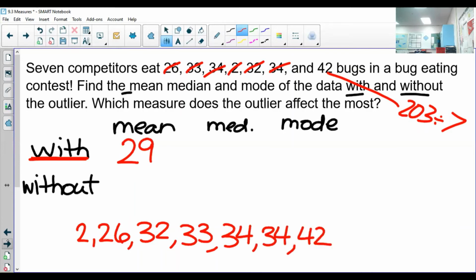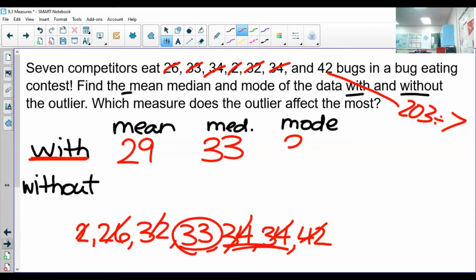Okay? Now, you know I'm going to cross these off as I go. So one off the front and the back, front and back, front and back. My median is 33. Okay? Now we need to know which number occurs the most. Well, the only one I see a repeat of is 34. So we'll put 34 there.